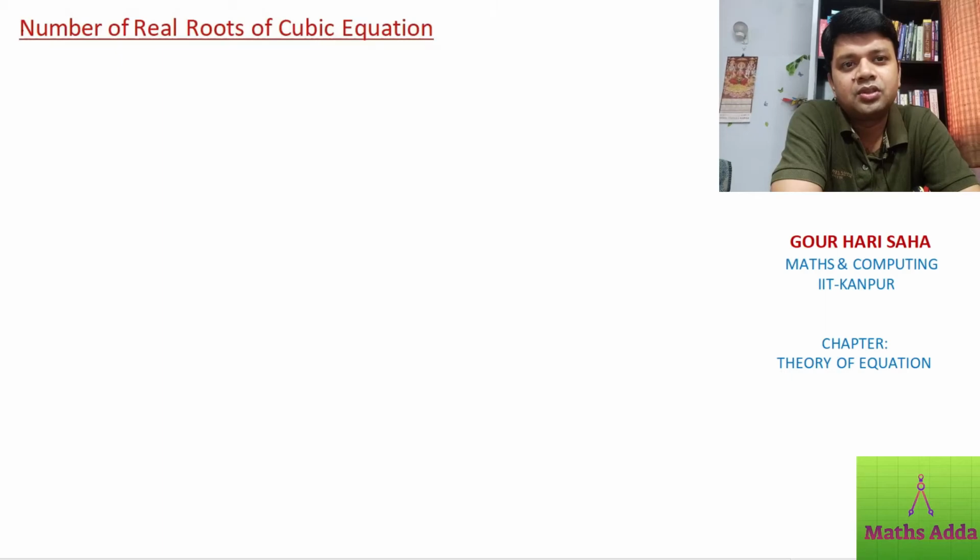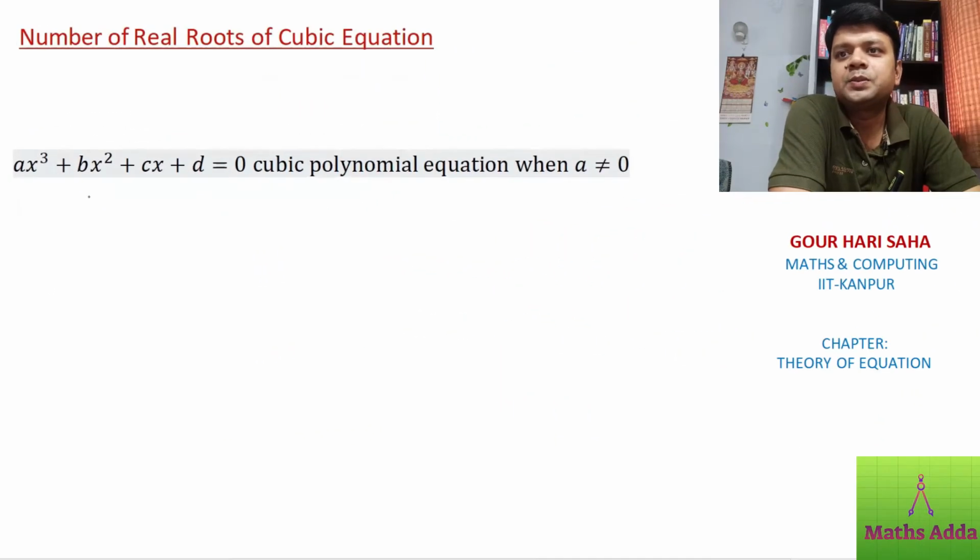Hello, today we are going to do number of real roots in cubic polynomial equation. So let's see how we proceed. So ax cube plus bx square plus cx plus d equal to 0, that is a cubic polynomial when a is not equal to 0.